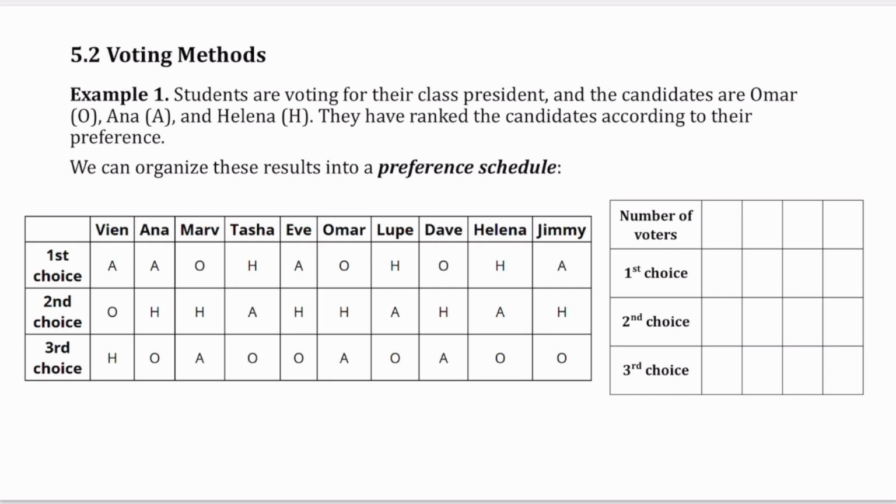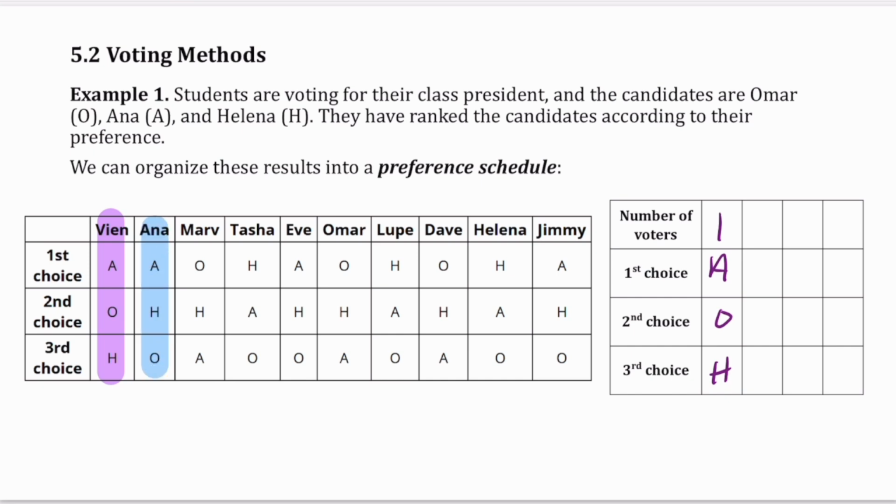We'll look at the first person who voted, and we see that they chose Anna for their first choice, Omar for their second choice, and Helena for their third choice. We'll count to see how many people voted that same order and put that number in our preference schedule.